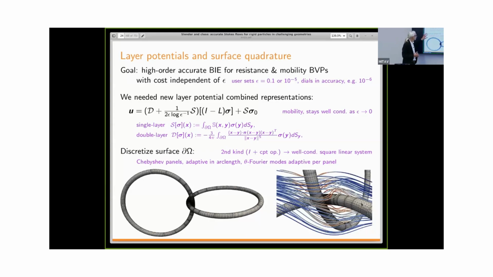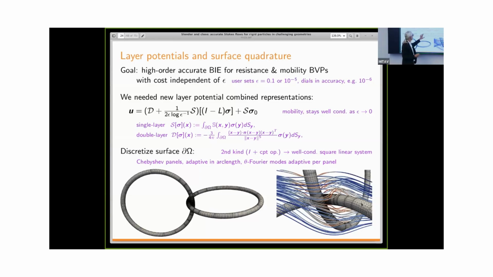So we then discretize the surface. We're discretizing it with Chebyshev panels, adaptively if they get close to something. That's done through geometry sensing, like, am I close to something else? And then you give a fixed number of Fourier modes per panel, and that can change as well. So if you zoom in here, there's actually more Fourier modes in these panels here. And so it's a kind of product quadrature scheme.